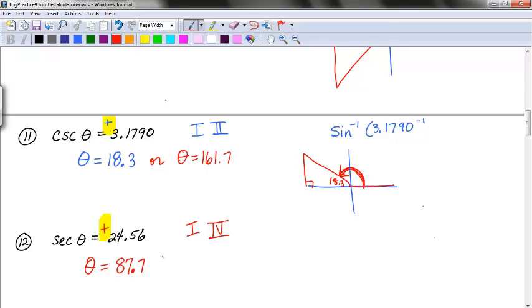Okay, now you're in quadrant 4. So sketch in quadrant 4.